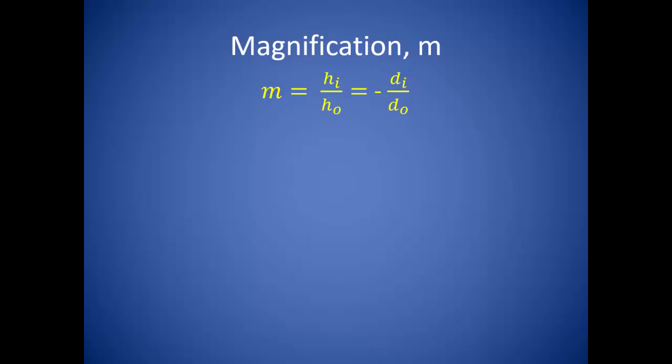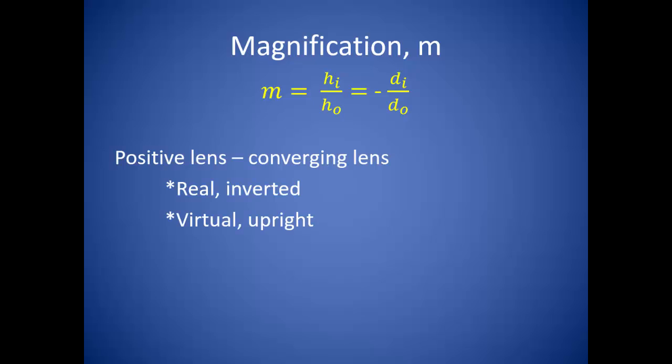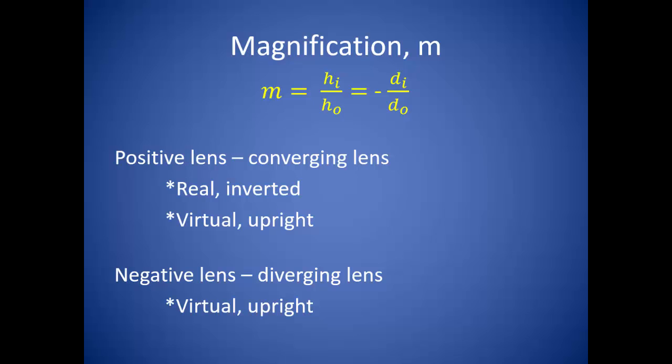Just like with a mirror, the magnification of a lens is the ratio of the image height to the object height, and the negative ratio of the image distance to the object distance. From the sign conventions just defined, we find that the power of a converging lens in diopters is positive. Converging lenses can produce real inverted images or virtual upright images depending on where the object is located. The power of a diverging lens is negative, so a diverging lens will always produce an upright virtual image no matter where the object is located.